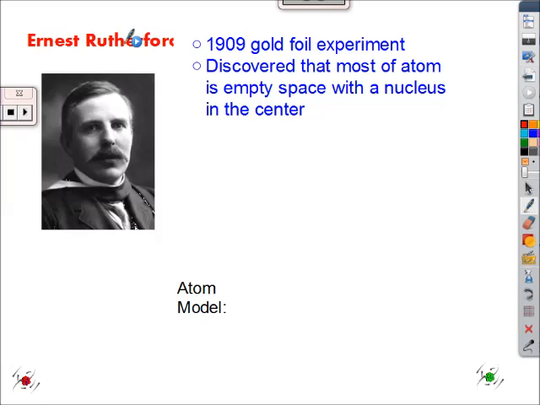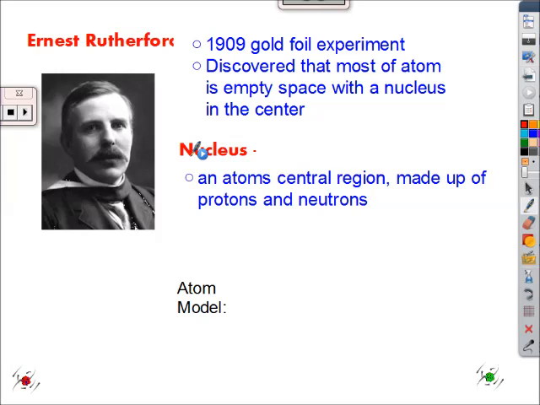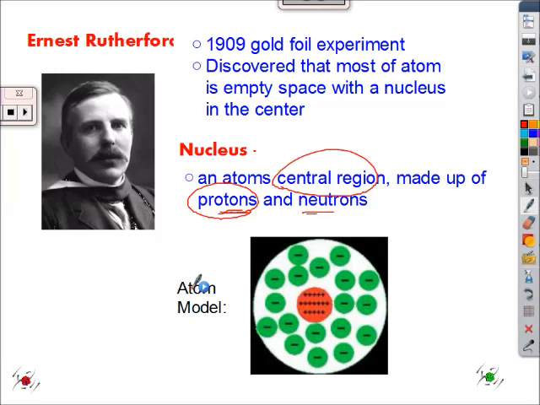Ernest Rutherford came along and perfected or worked on that model a little more. And in 1909 he performed the gold foil experiment. It's one of the most famous experiments in atomic theory. He discovered that the atom was mostly empty space with a nucleus in the center. Nucleus being the central region that has protons and neutrons in it. He didn't understand this part yet, but he knew there was a central region with protons. He didn't understand about neutrons yet. His atom model looked more like this. Instead of being the plum pudding model, it had a central nucleus and then electrons scattered around it.